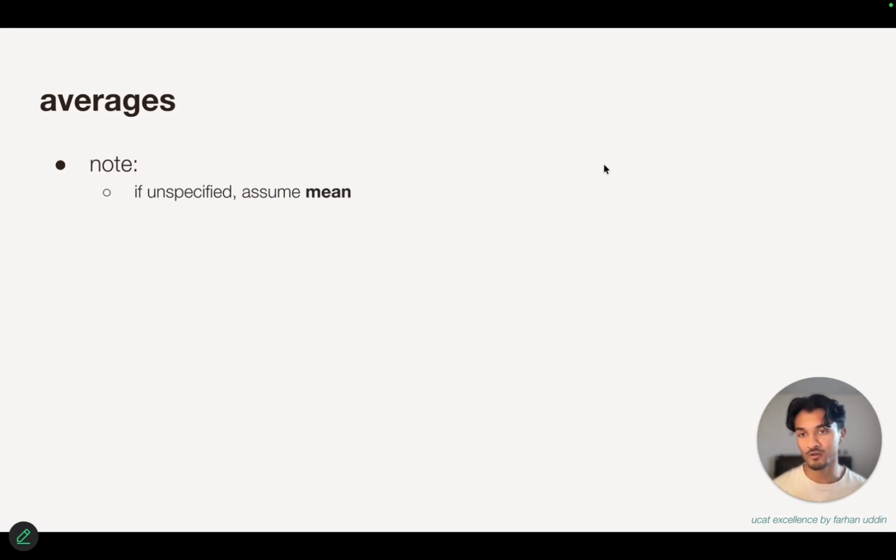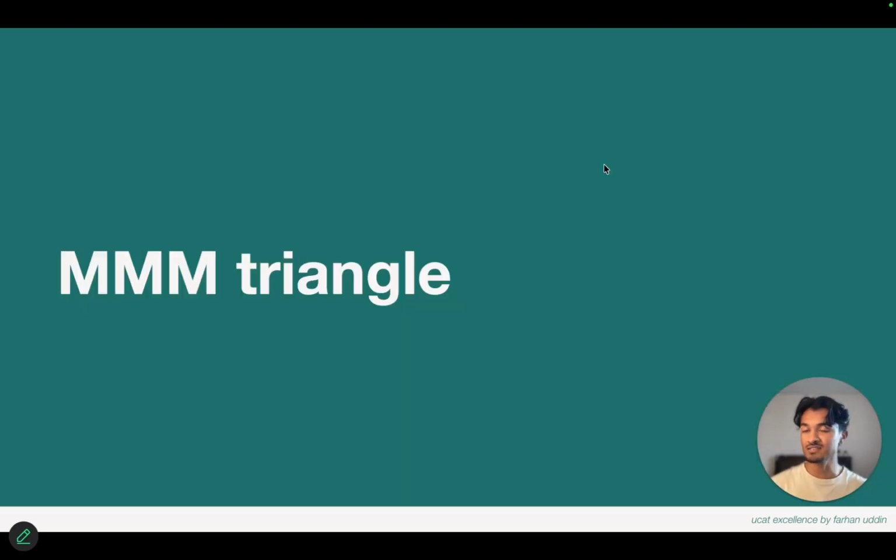Now, just a quick note, if it's unspecified what the average is referring to in the question, then you always assume mean average. When it wants median or mode, it'll say median or mode. So an easy way to remember this could be the triple M triangle.